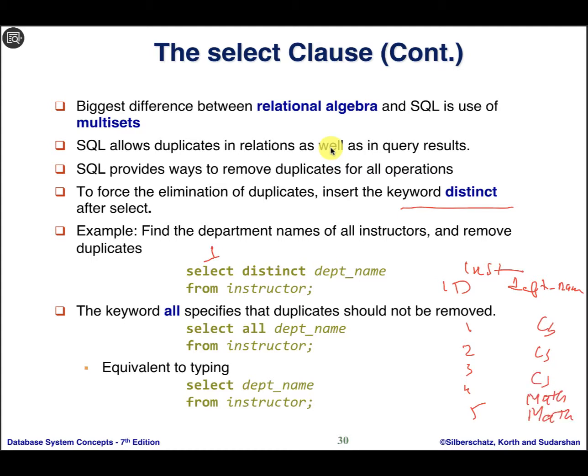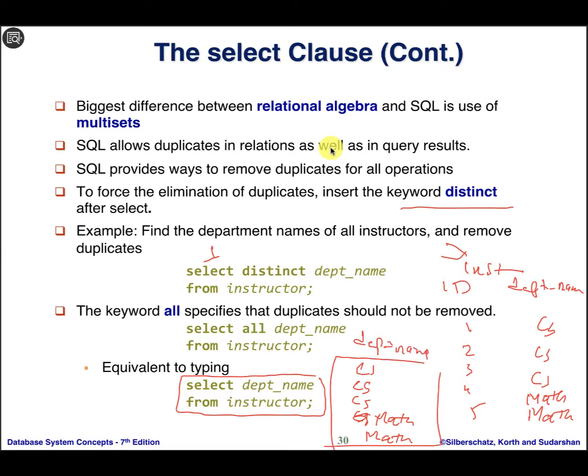If I run this command, what is the result going to be after I apply it over this instance? It's going to be computer science, sorry, math. Of course, you're going to see the department name, and this is the table that we have. So the duplicates are going to be there. They're not going to be eliminated.